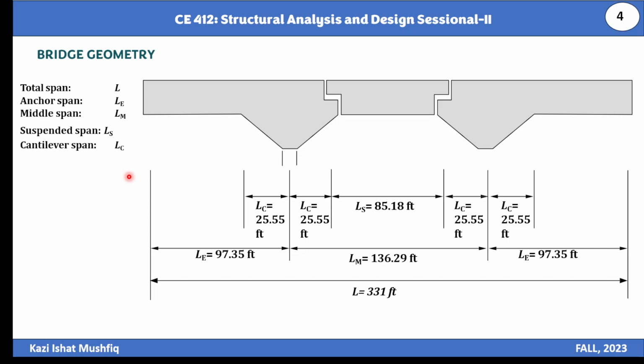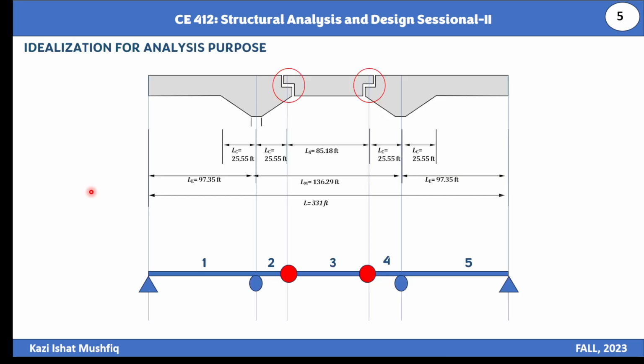After some calculations, we found our total span length of 331 feet, anchor span length of 97.35 feet, cantilever span of 25.55 feet and suspended span of 85.1 feet. Now we need to model it in SAP 2000 software.